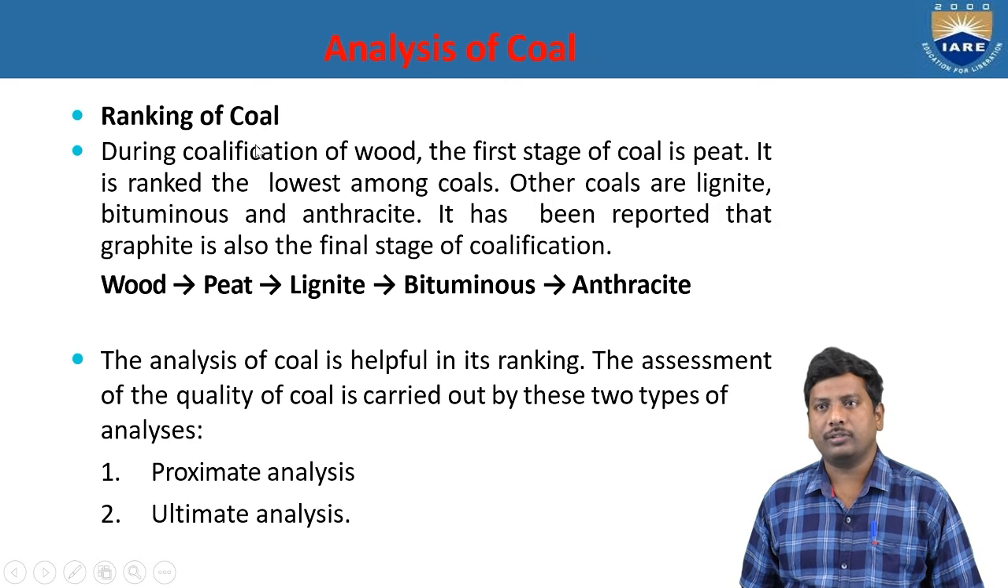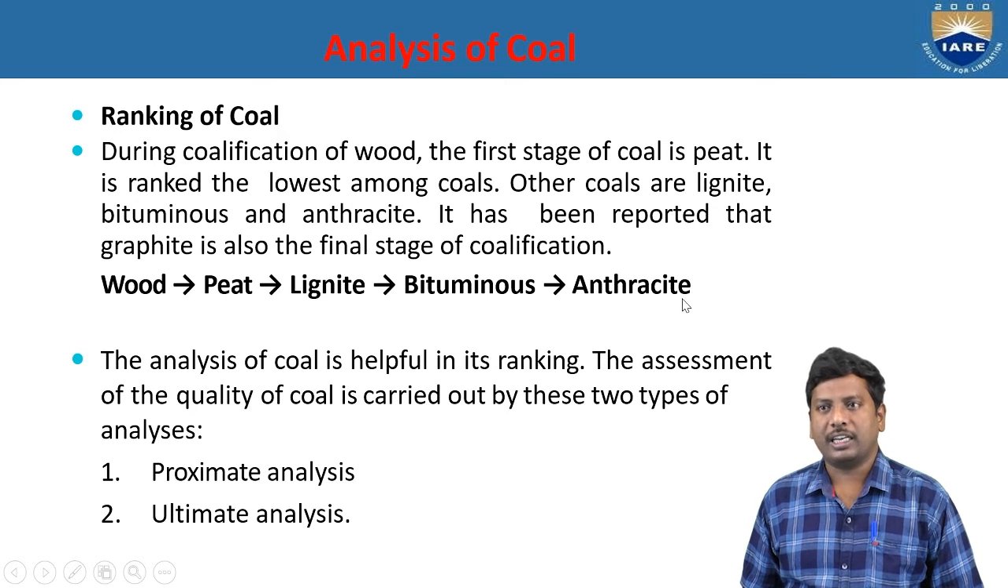During the coalification of wood, the first stage of coal is peat, and it is ranked the lowest among the coals. The other coals are lignite, bituminous, and anthracite. It has been reported that graphite is also the final stage of the coalification. So that means wood, peat, lignite, bituminous, anthracite.